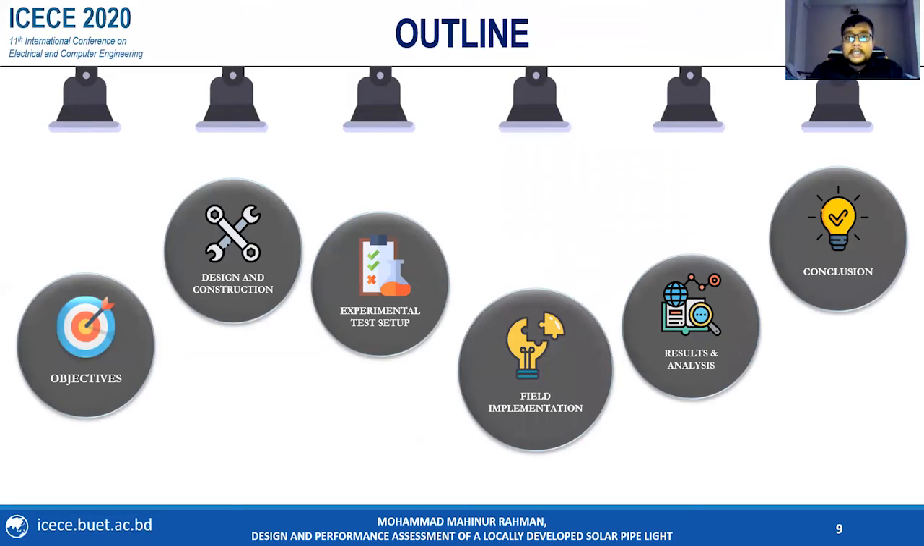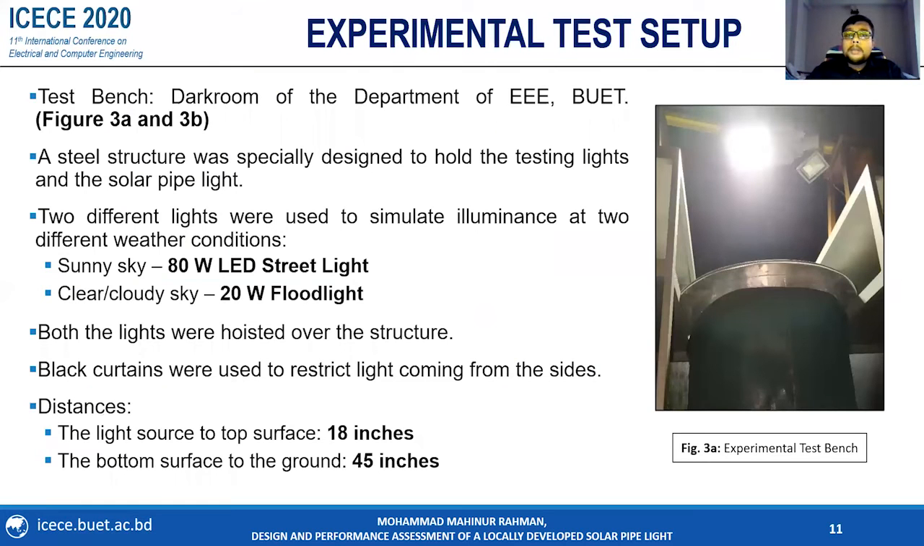Moving to the experimental test setup, the constructed design was set up for an experiment in the darkroom of the Department of EEE, BUET, where we also designed a steel structure to support the solar pipe light and the light source. Since it's inside a laboratory, we used artificial lighting. Two types of artificial lights were used to simulate 2 different weather conditions: the sunny sky, simulated by an 80-watt LED street light, and the clear cloudy sky, simulated by a 20-watt floodlight.